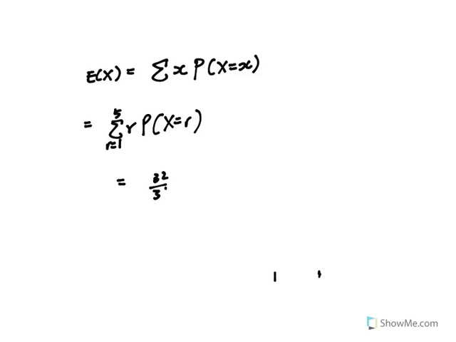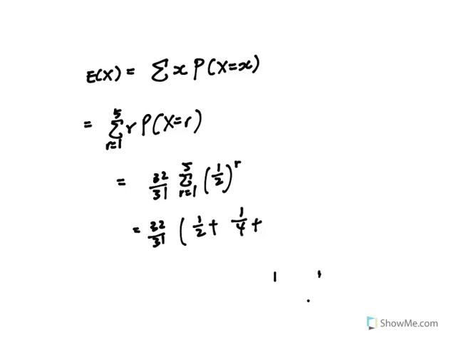So this will basically be 32 over 31, summation r equals 1 to 5, half to the power of r. This is 32 over 31, and you just have basically half plus 1/4 plus 1 over 8 plus 1 over 16 plus 1 over 32. Okay, and then all goes well, the answer should give you 57 over 31.